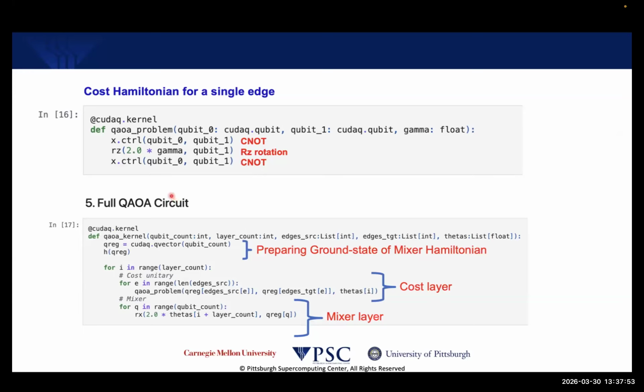And in terms of the full QAOA circuit, first we prepare the ground state of the mixer Hamiltonian by simply initializing the state in the zero state, and then we apply an H gate to all the qubits in the state. And finally, we apply our cost layer for all the edges to build those gates for the quantum layers. And then again, we apply the mixer layer, which is simply the X rotation single qubit gate. We construct the problem in different layers until we have reached the layer count.